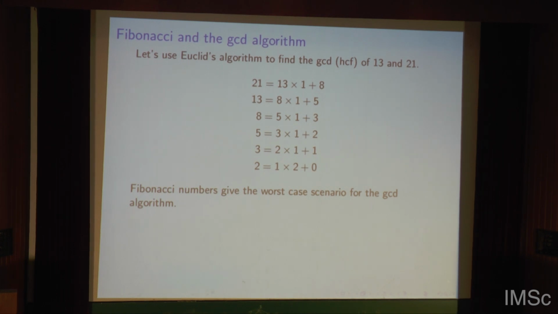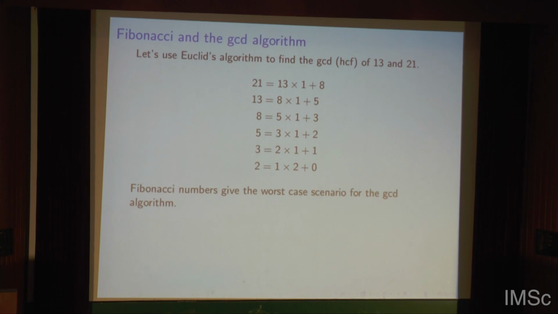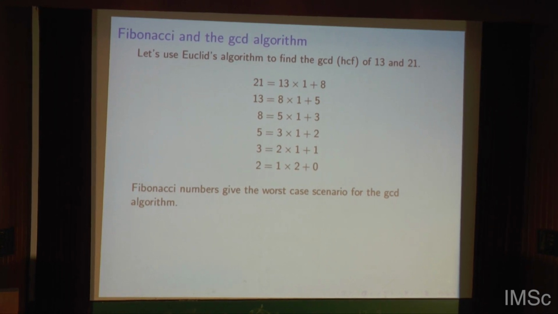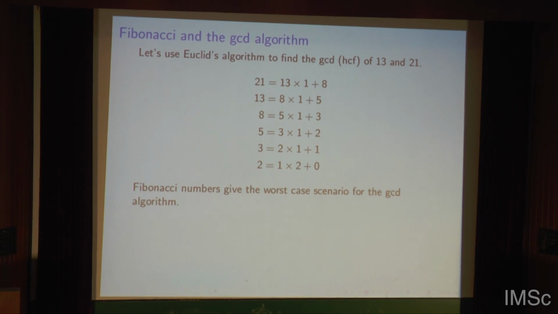So if you want to set up a GCD problem which takes the most number of steps for the smallest possible numbers, just choose two Fibonacci numbers which are next to each other in the Fibonacci sequence. You'll have a lot of steps because you'll go through all the Fibonacci numbers. Any numbers of the size 21 and 13 will definitely be done in 5 steps. So this is the worst case scenario.